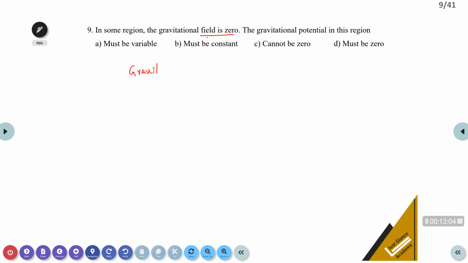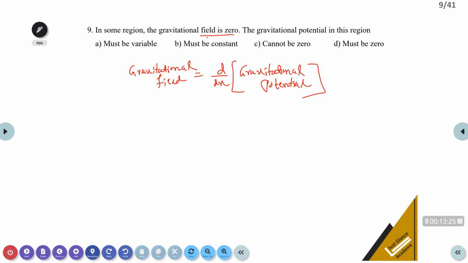Gravitational field is similar to the electric intensity. Gravitational field equals minus d by dx of gravitational potential. That is this one equation. Here in the problem, it is given that the gravitational field equals 0. That means the differentiation of the potential is 0, so the potential must be a constant.